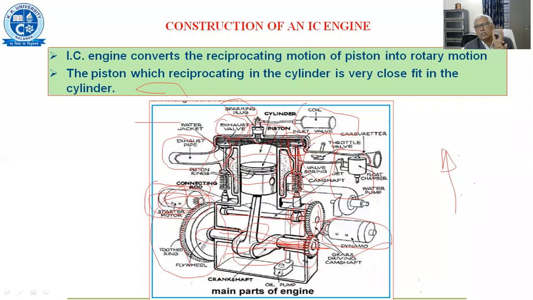In the exhaust system, what are the things we'll be having? This exhaust valve, exhaust passage or the exhaust pipe, and a silencer. We also call it a muffler. Inside, the pressure decreases and thus the sound is reduced.